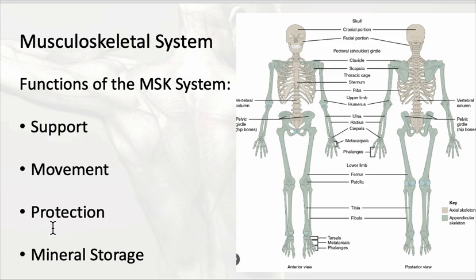Finally, protection. So this is kind of the armor function. Your skull protects the brain, right? Your thoracic cage, the ribs, protects the heart and lungs within. So the skeletal system largely provides protection, and also mineral storage. Our bones are this large reservoir for essential minerals like calcium and phosphorus. When our body needs these minerals, it can withdraw them and mobilize them from the bone tissue into the bloodstream.